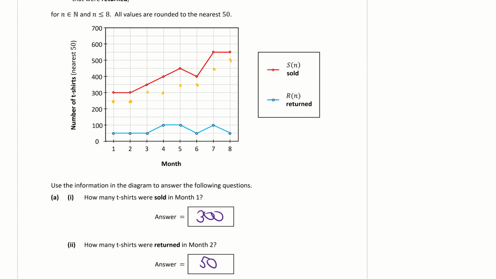Then connect them with a ruler. Mine's just freehand. I don't have a ruler here, but just make sure you would use a ruler to sketch. Okay, so you don't need to fill it in here, but just to explain it, that orange line is representing not returned, in other words.